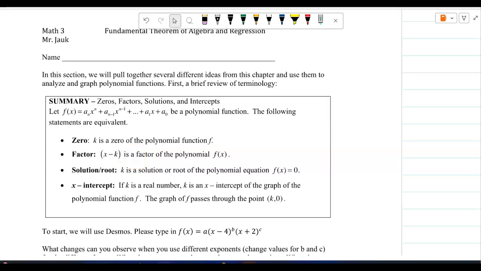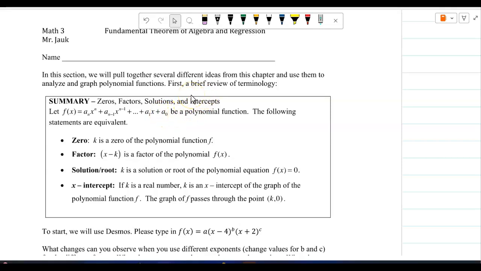So, if you have a polynomial function f(x) equal to a_n x^n and so on with decreasing powers of x, the following statements are equivalent. Solution, a zero: k is a zero of polynomial f. If k is a zero of polynomial f, it means when I put k in place of x, I'll get my answer as zero.